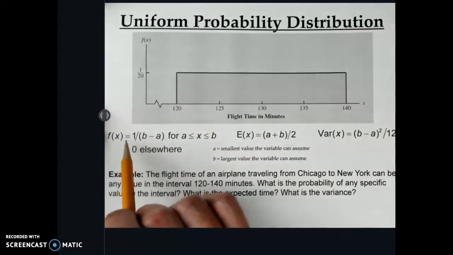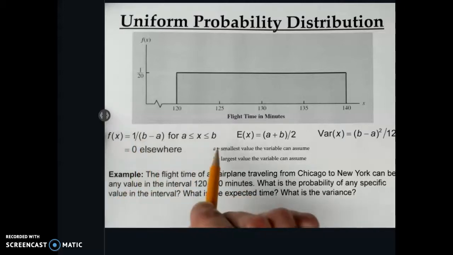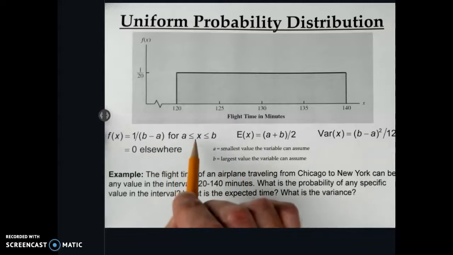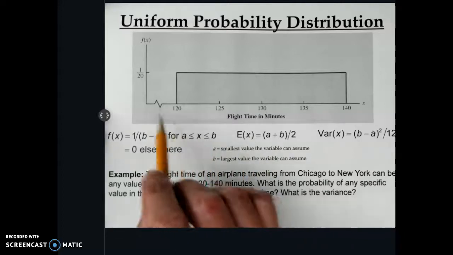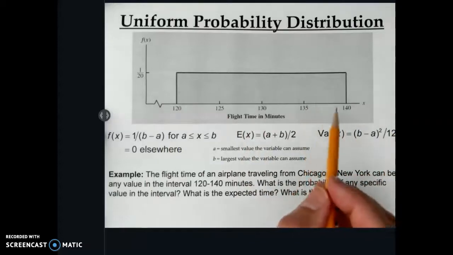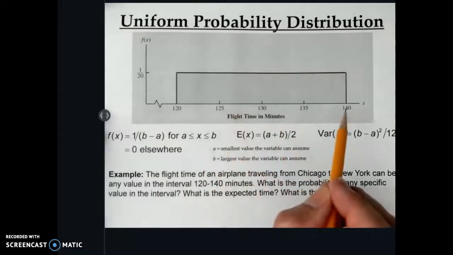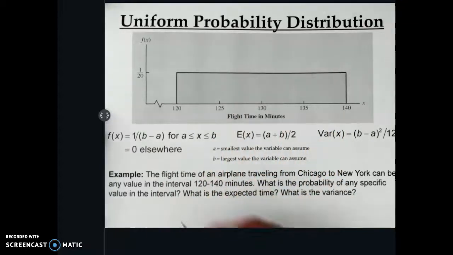To calculate the probability, we simply take 1 and divide it by the high value, b, minus the low value, a, for all values between a and b. Now, any other value, anything below 120 or above 140, the probability would be 0. We've acknowledged with this illustration that this is the range. Okay. But let's do the calculation here.